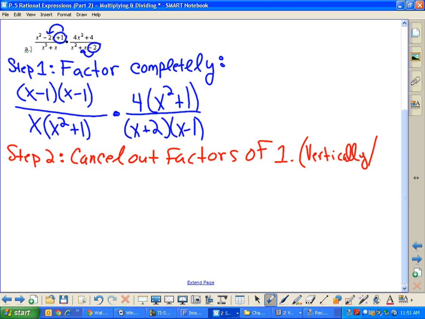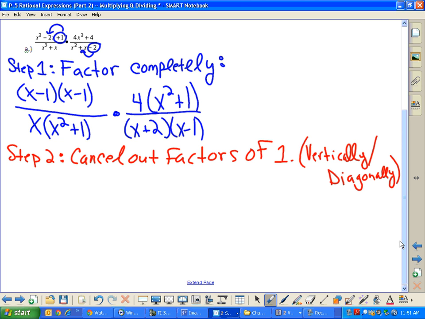Or you can cancel diagonally across your multiplication symbol. So, for instance, cancel the first numerator with the second denominator, and then the second numerator with the first denominator. You can do that. So now I'm going to go back and look at what I wrote in blue. I'm going to first identify things that I could cancel vertically, top to bottom.